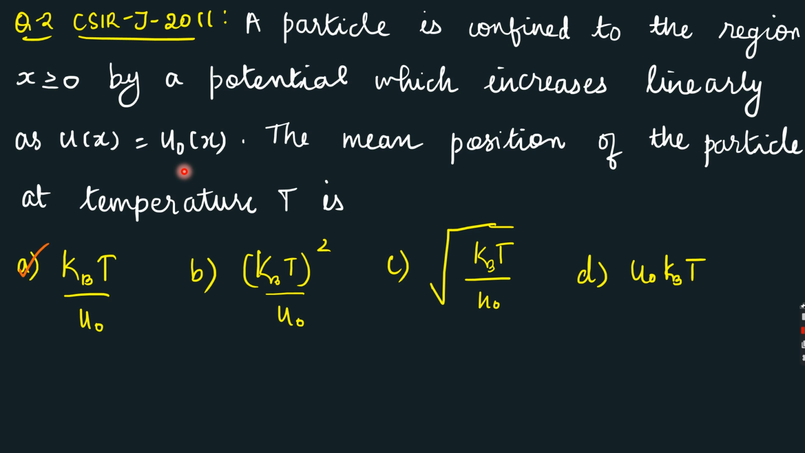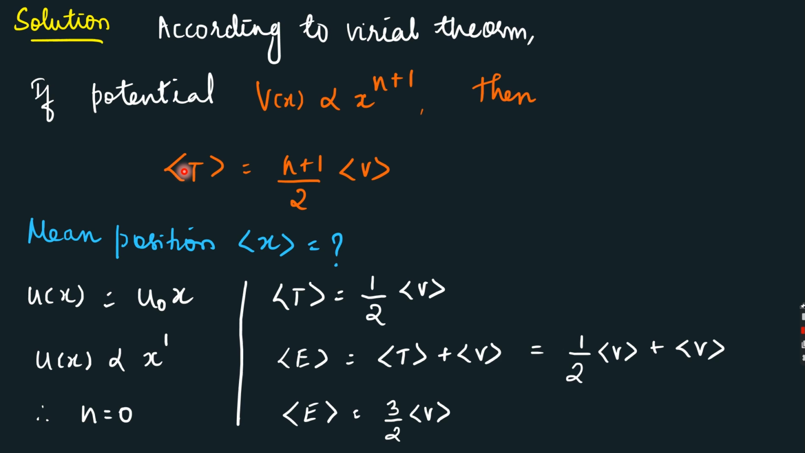So we have to find the mean position. Mean position we can also say as average position, the average of the position, or the expectation of the position. They all mean the same thing. So first, we have a potential which varies with respect to x, right? U is equal to U naught into x.